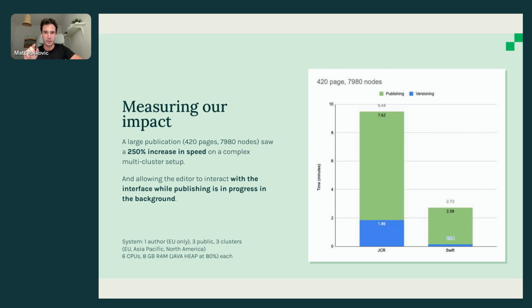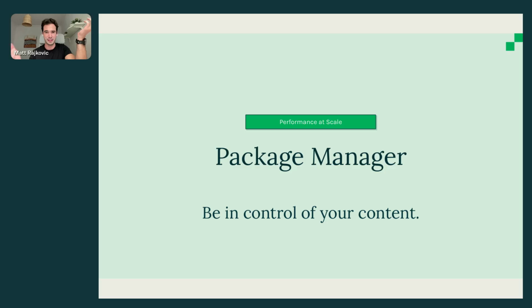So we are talking about a 250% increase of speed, which is really amazing. You can see that the green part is the time the publishing took, and the blue one is how long the versioning took. The versioning on the right side is almost non-existent, and the publishing is much faster. Those are the benefits that you can get in large setups with Swift publication.